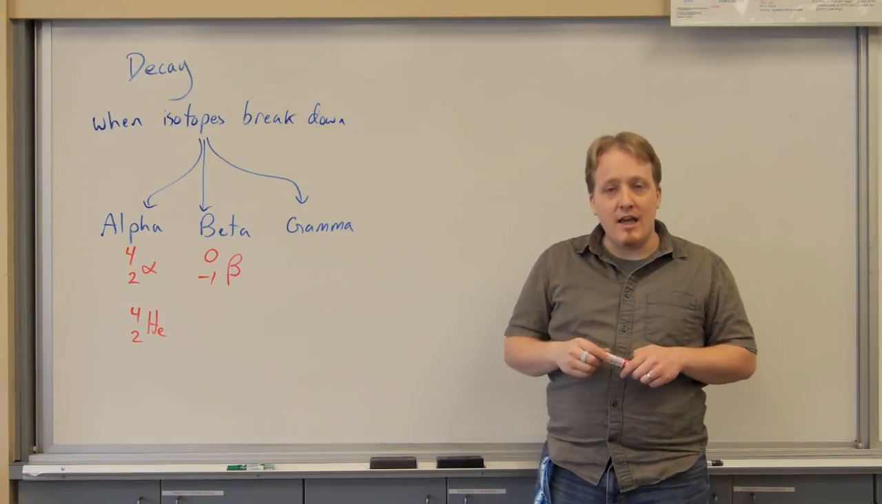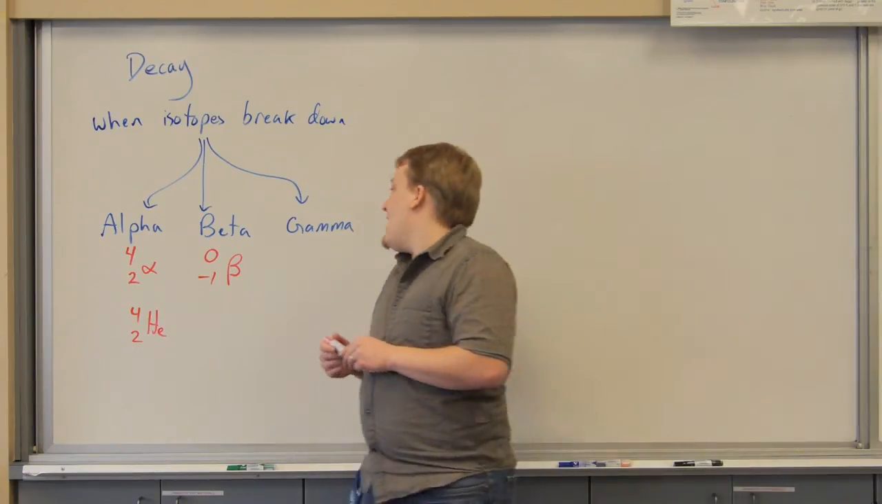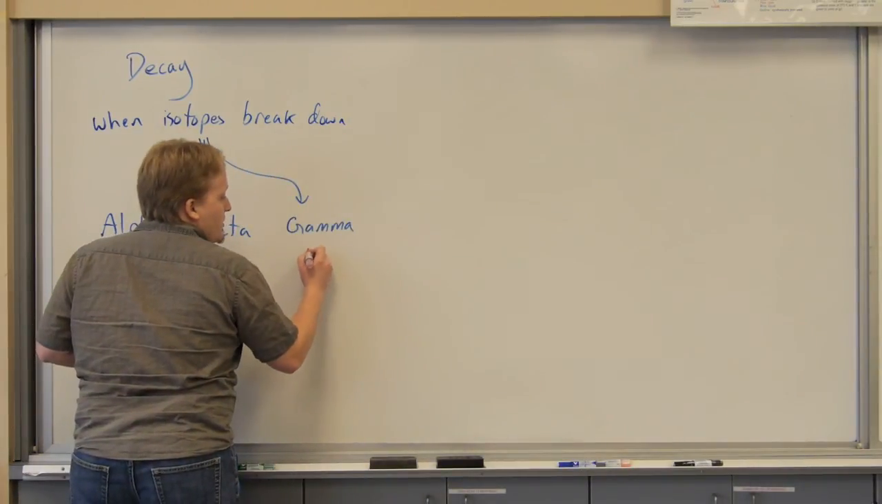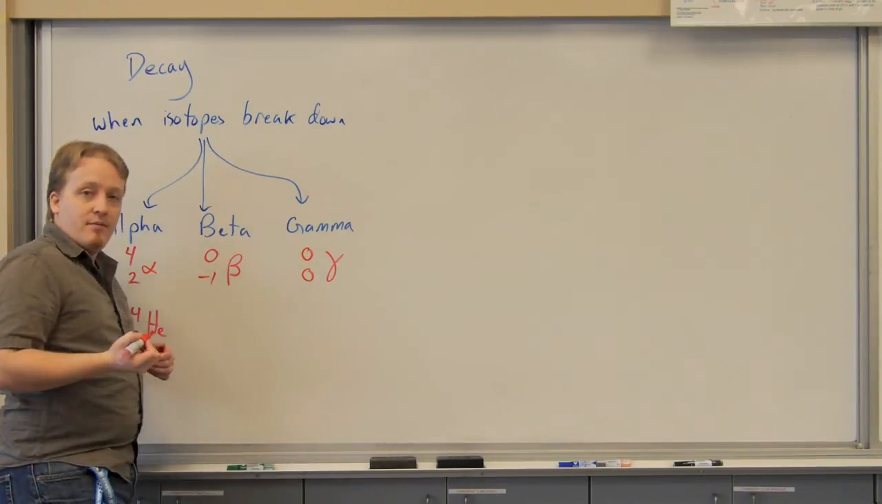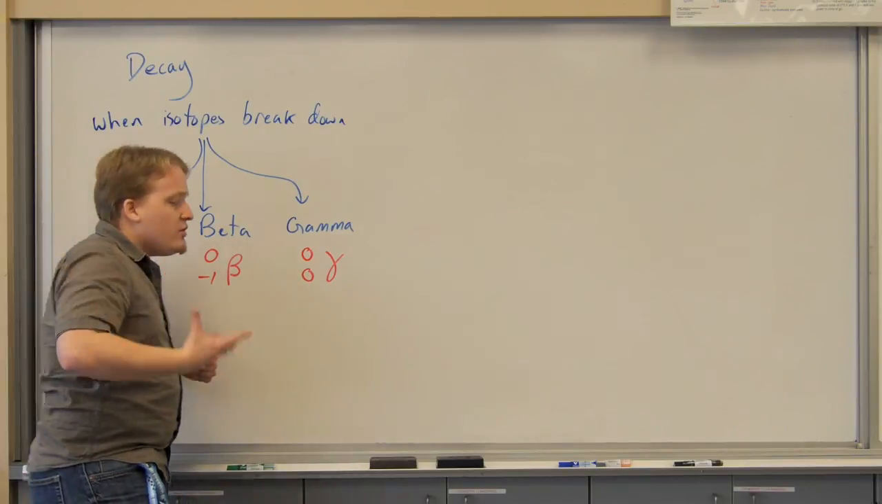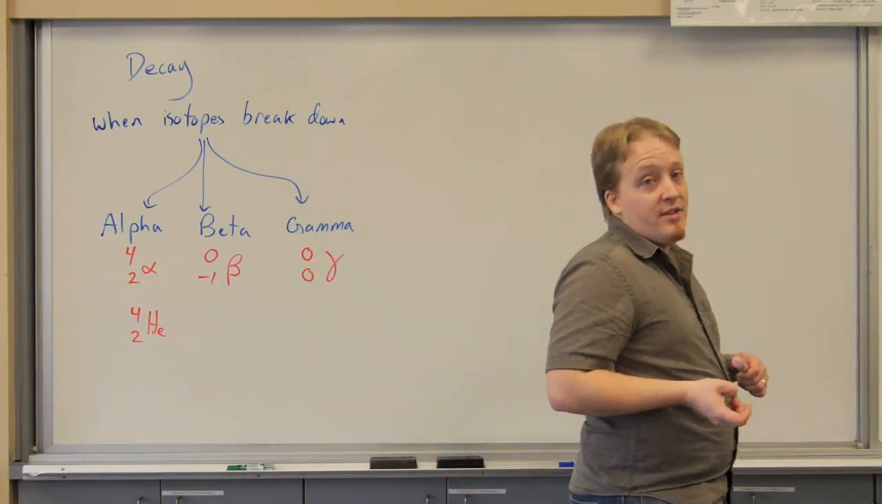And our last form of decay is actually the release of a high energy particle, which we show as 0, 0, the symbol gamma. So let me show you the different ways that we'll see this type of decay taking place.